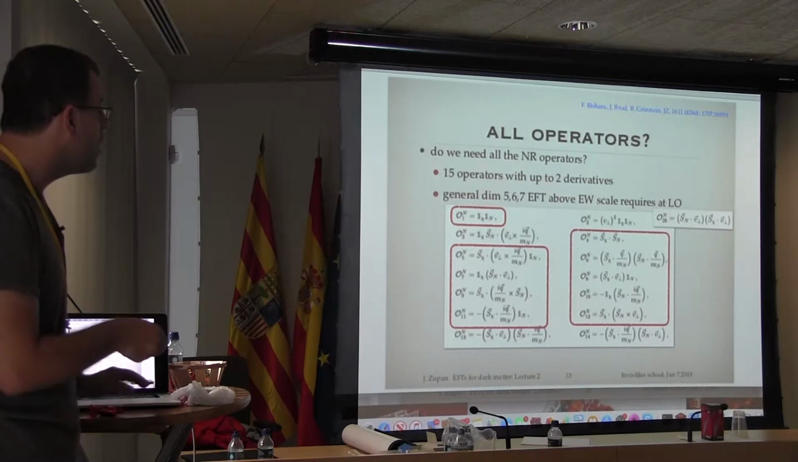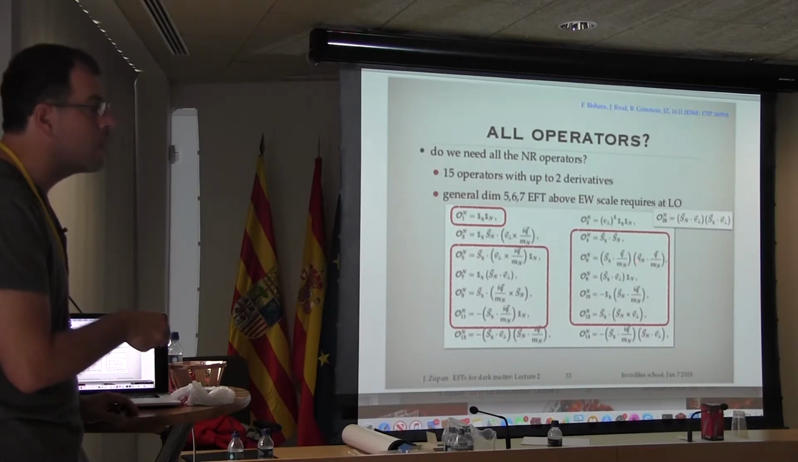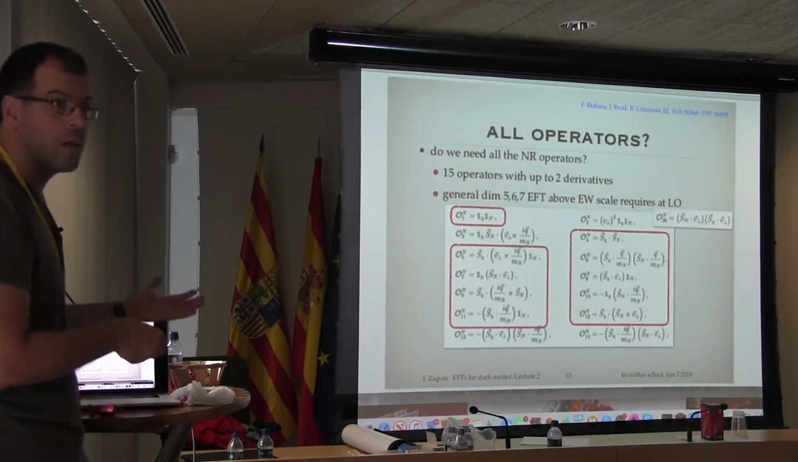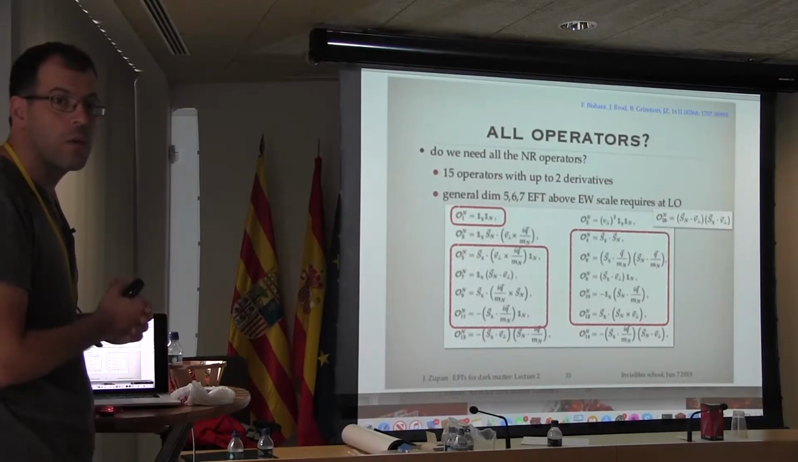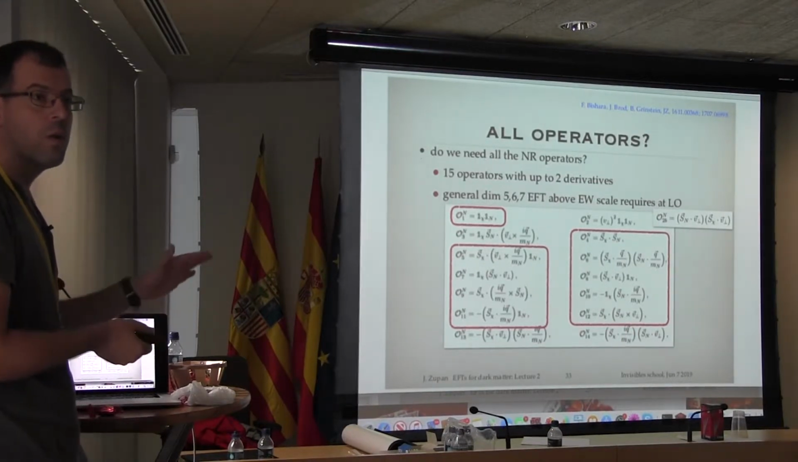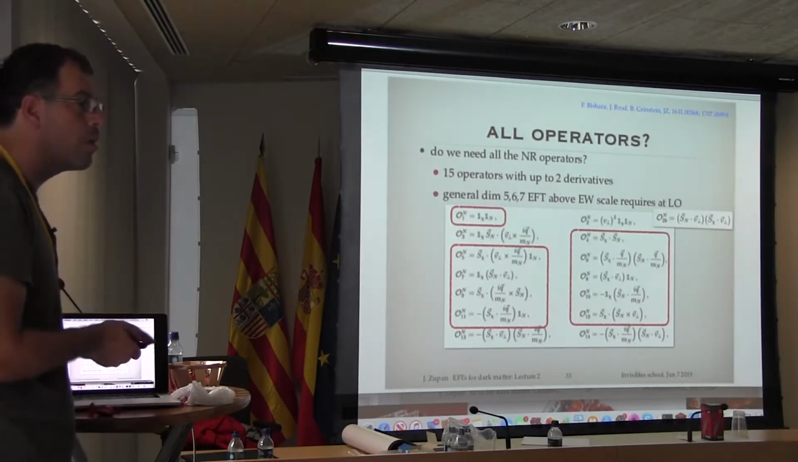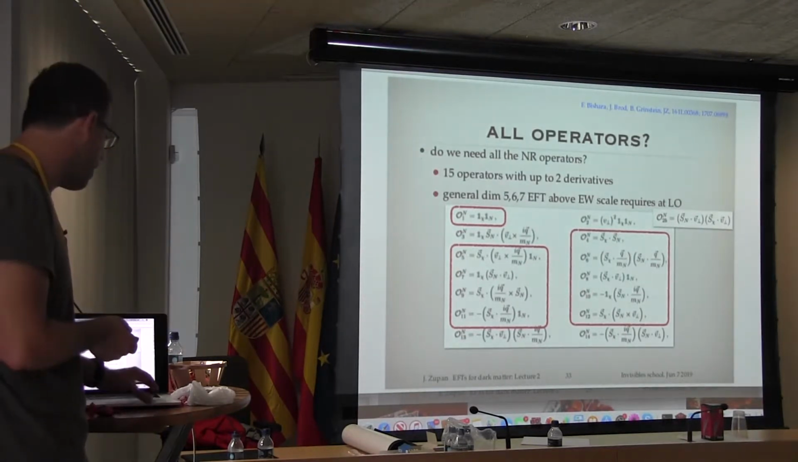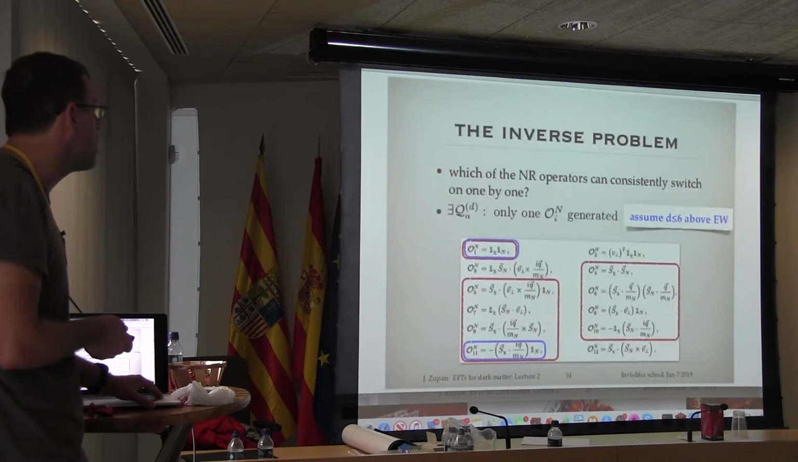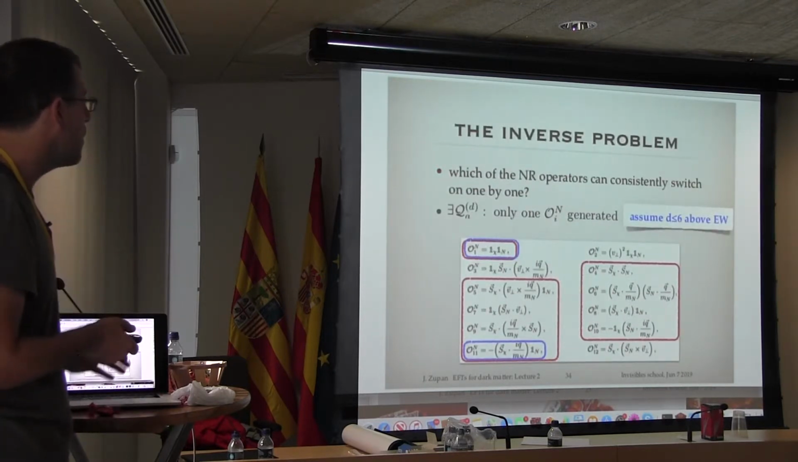The reason why you need to go to second order in the derivatives is also clear, because I have this 1 over q squared pole. So you don't have to go to q cubed, but you do need to keep a subset of q squared operators. Now let's ask a different question.